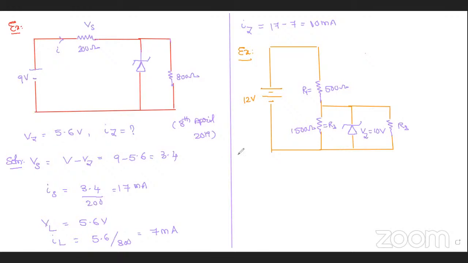Okay, again as usual, what is the current through the Zener diode? Iz equals to how much? Anyone can try. Sir, same method, sir. But Sir, one more extra 400 resistor is there.